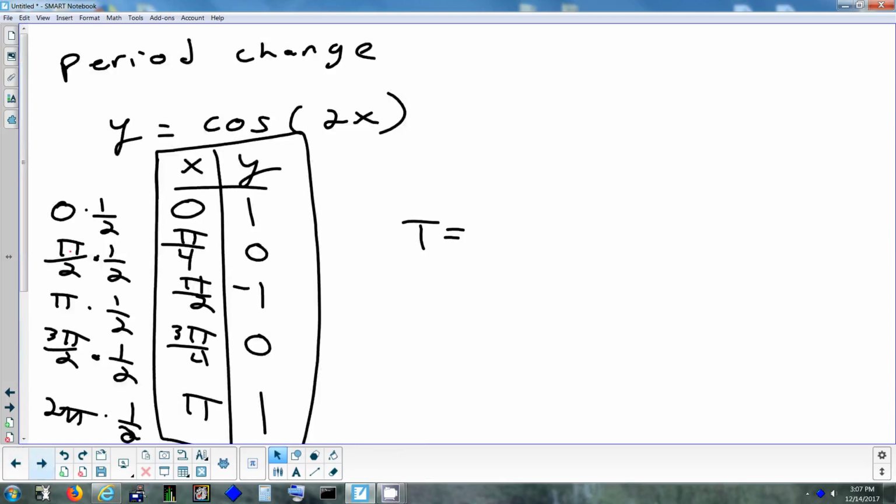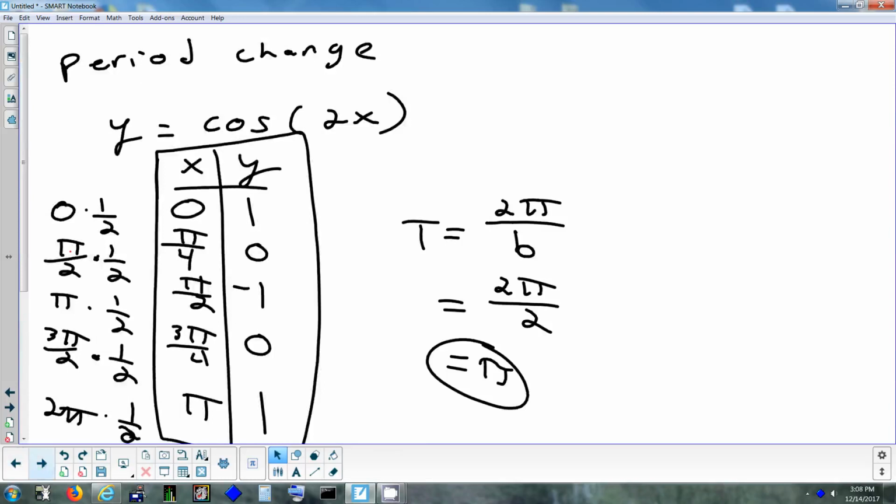So now we know how to find the period of all 6 trig functions. What's the formula for the period for cosine? 2 pi over b. And b in this case is 2. So what's the period of this? Pi. That means this graph is going to do its whole pattern in pi radians versus 2 pi. So we've shortened it. We've compressed it.